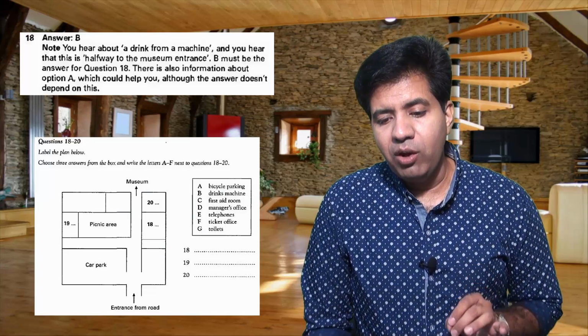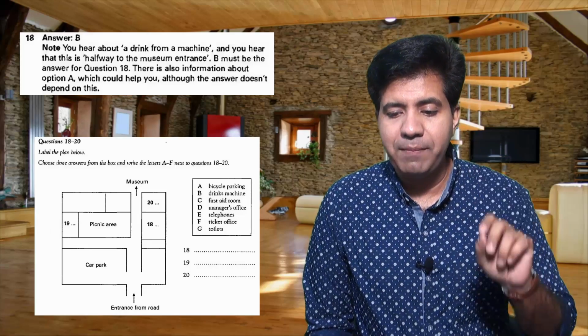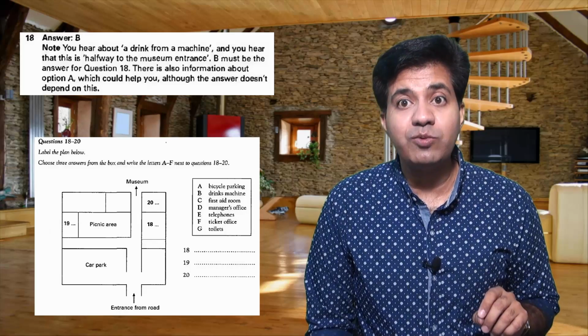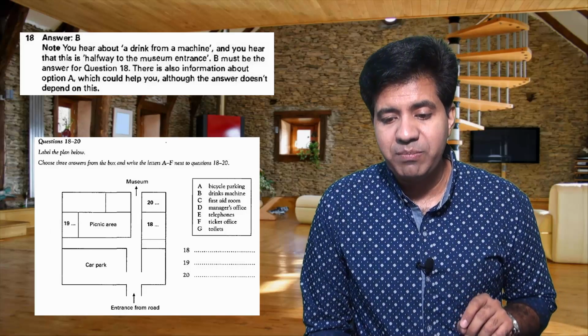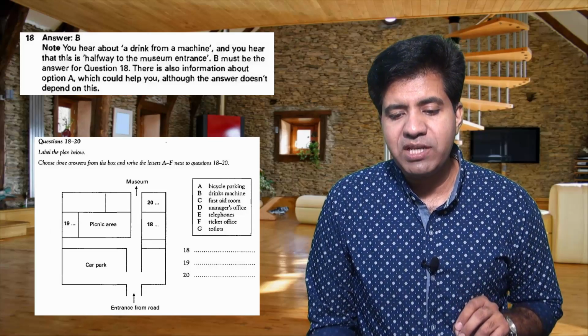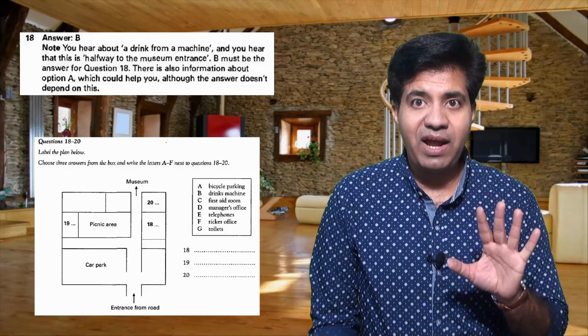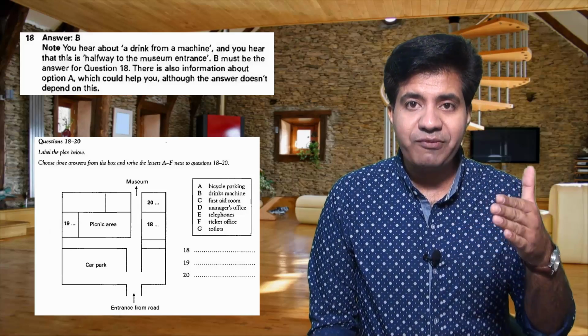Welcome to Answer Key. Did you find it easy? Okay, lovely. I see the smile on your face. Question number 18, what is your answer? B, that's right. For question number 18, the correct answer is B, drinks machine. They have mentioned, note you hear about a drink from a machine, and you hear that this is halfway to the museum. If you look at the map, halfway from the museum entrance, so B must be the answer for question number 18. There is also information about option A, which could help you, although the answer doesn't depend on this. Independently, you can find the answer halfway.